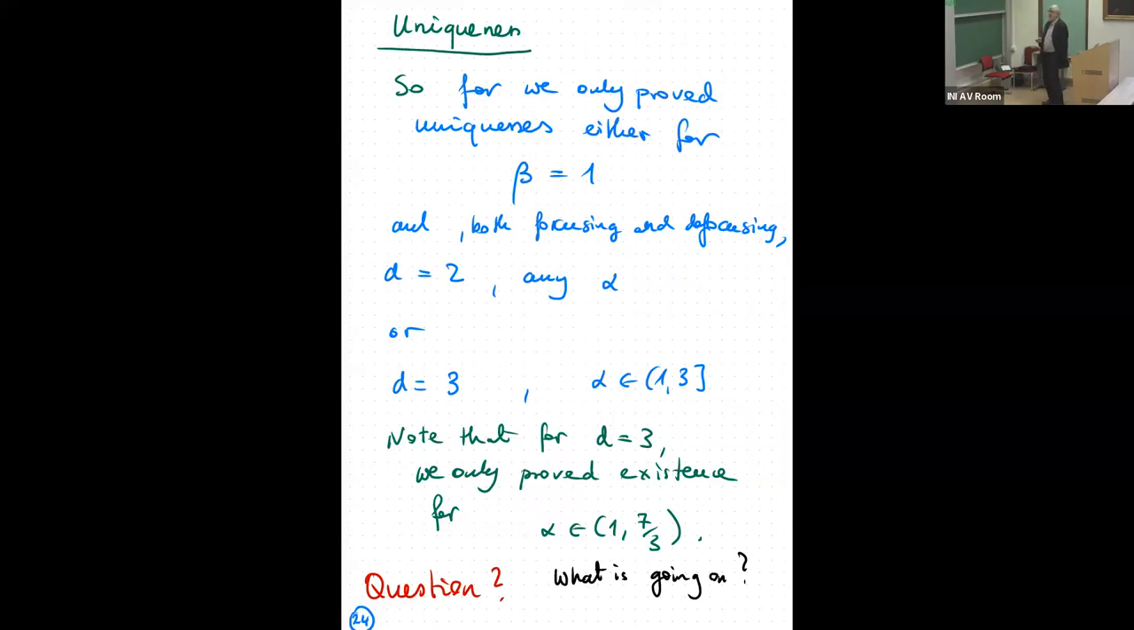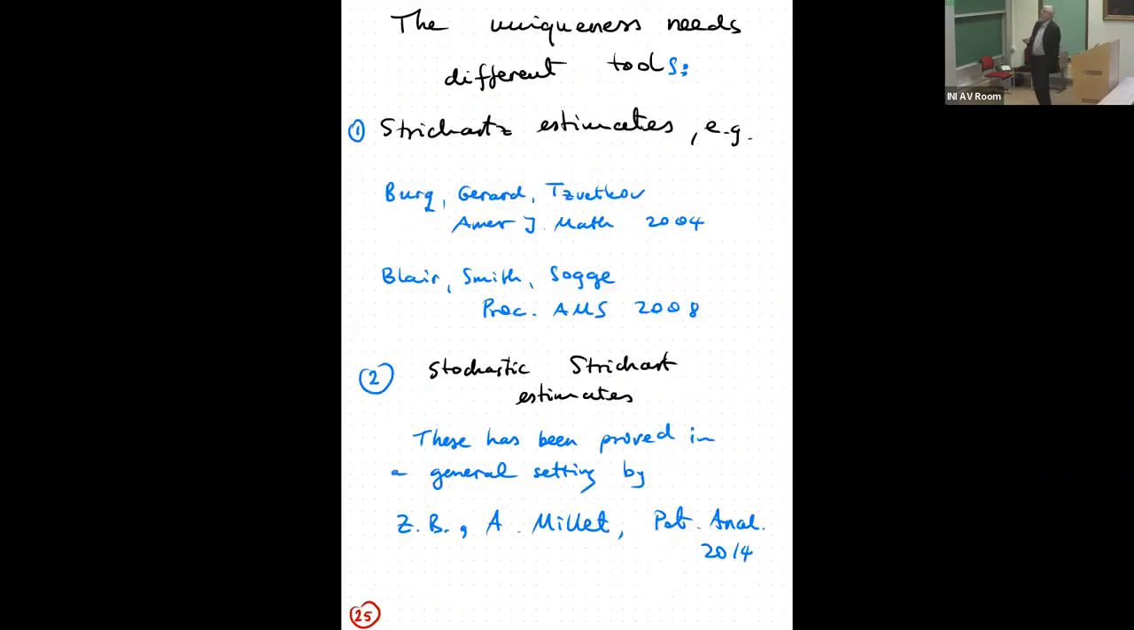So there is kind of a small open problem. Maybe the answer is already known in some result unknown to me. But it is kind of strange that we have uniqueness for a larger class and existence for a smaller class of problems. So I don't know what's going on. I wanted to mention here that the uniqueness part needs different tools.